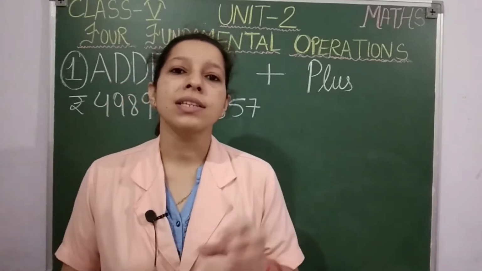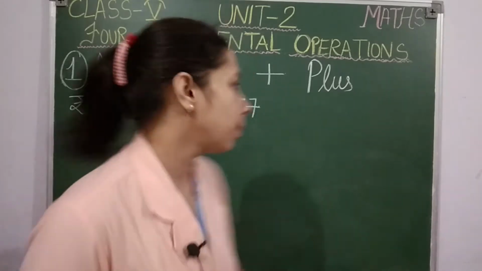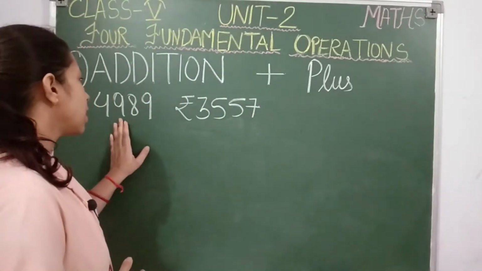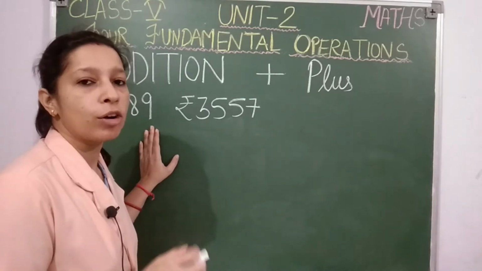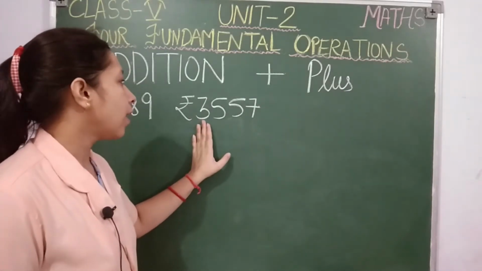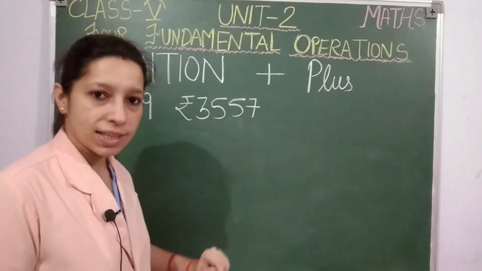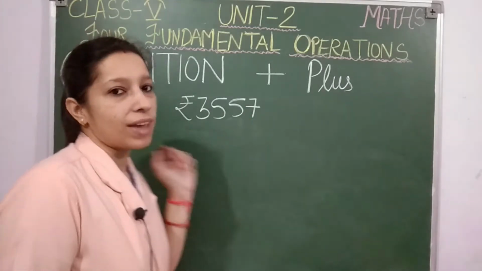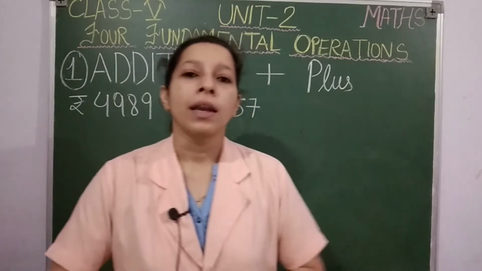Suppose you are having some money in your piggy bank. Suppose it is rupees 4,989. This much amount you are having in your piggy bank. Then one day your mother gave you 3,557. This amount again you have kept in your piggy bank.